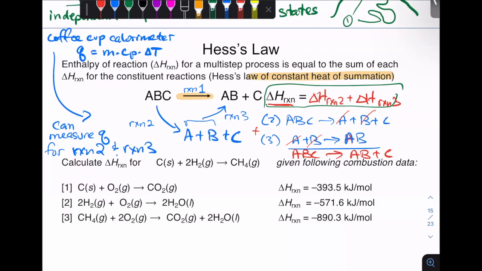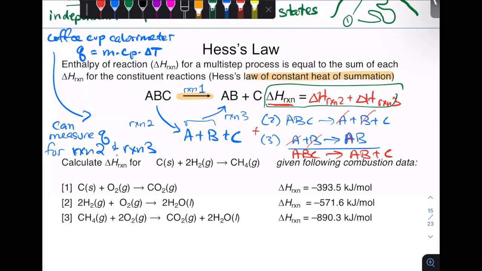If we can't measure that directly, but we can measure reaction 2 directly and reaction 3 directly, then as I've shown here, we add up reaction 2 and 3 and we actually get reaction 1. Then we can take the enthalpy that we measured from reaction 2 and reaction 3 and add those up. That's what I showed on top, circled in green. So they add up. It's a very, very useful relationship. So we're going to be playing around with that today.